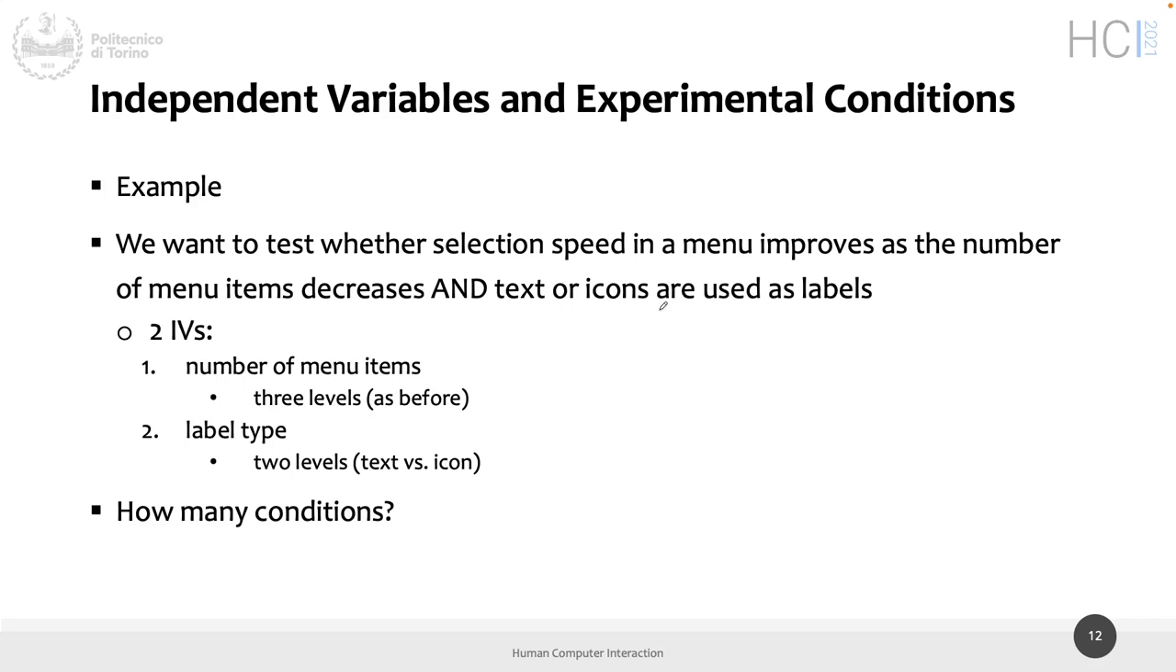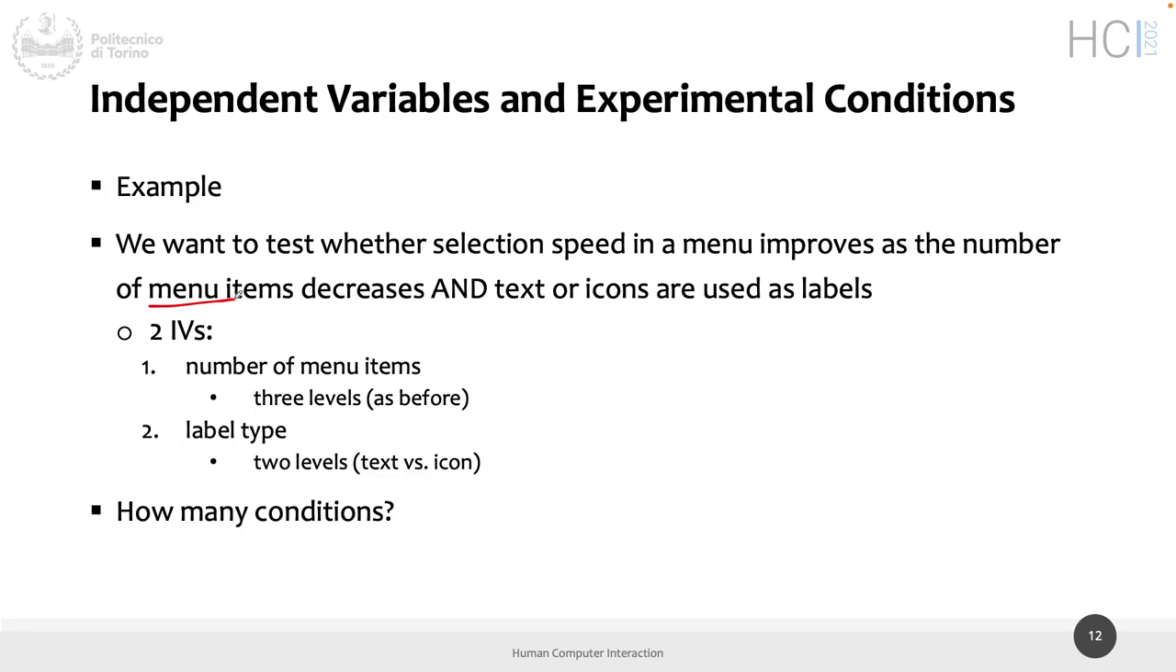So again, to repeat, one independent variable is the menu item, the length of the menu, how many items are in the menu, because it's something that we manipulate in the experiment. We give participants first the 3-item menu, then the 5, and then the 7. But here we are also interested in the level, textual or not. Let's simplify with textual or not at this moment.